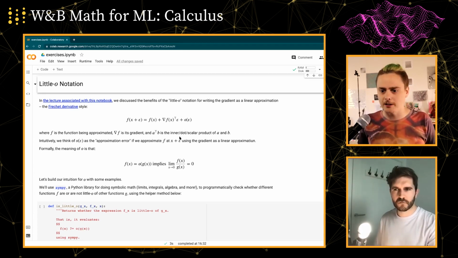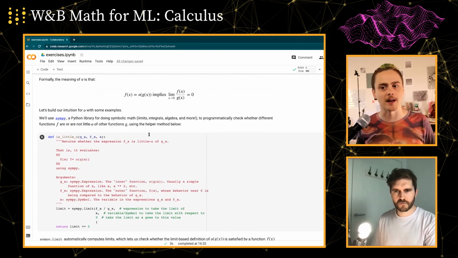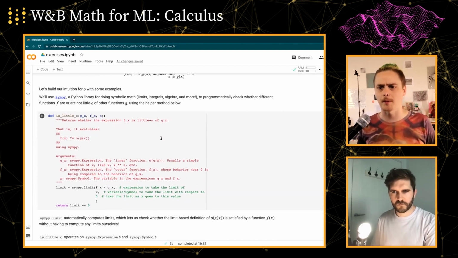So in this exercise, we're going to build some intuition for what little o means with some examples using this cool Python library called SymPy that does symbolic math. If you've ever used Wolfram Alpha or Mathematica, this is like that built into Python. Have you ever seen this SymPy library before, Scott?